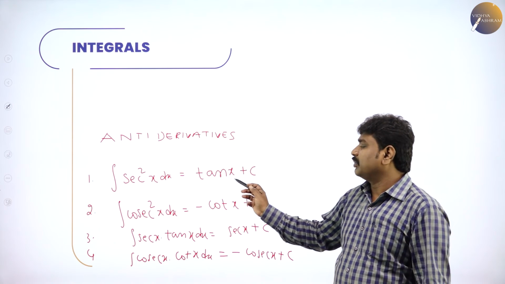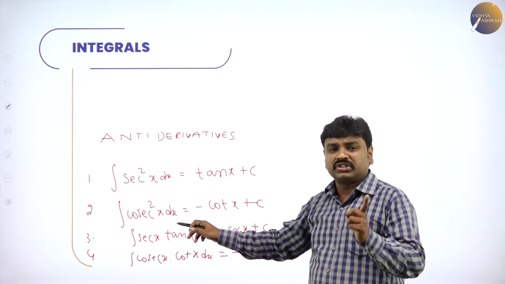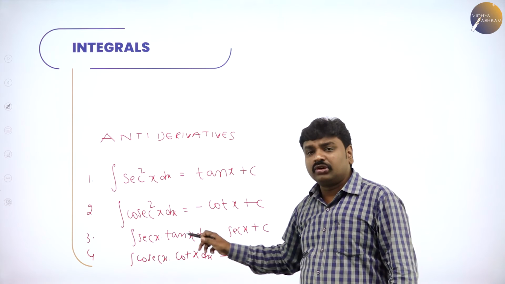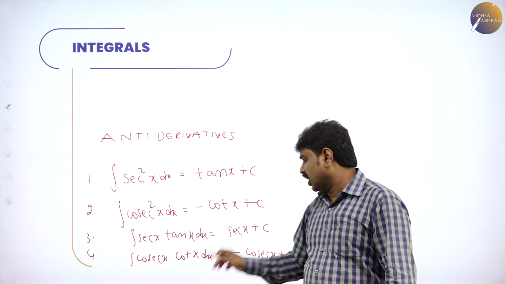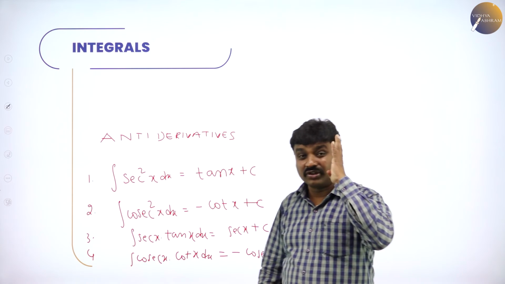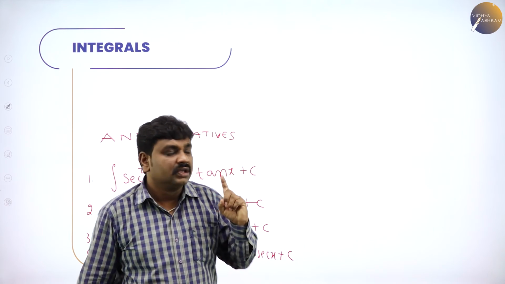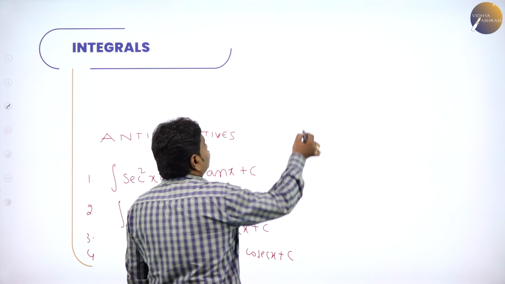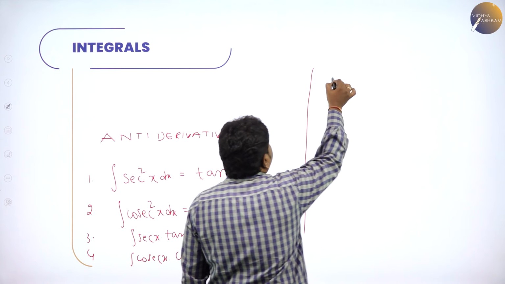Integration of secant square is tan, because the derivative of tan is what? Secant square. Integration of cosecant square is minus cot. Integration of secant into tan is secant. Integration of cosecant into cot is minus cosecant. These four formulae are also equally important. And now, properties or rules.